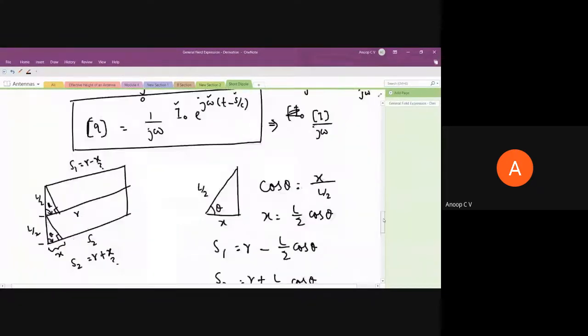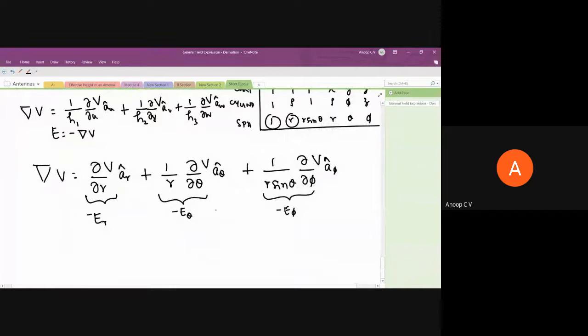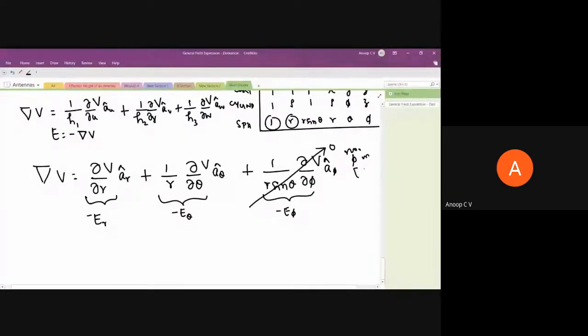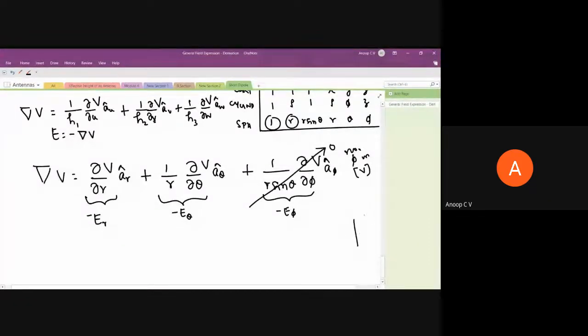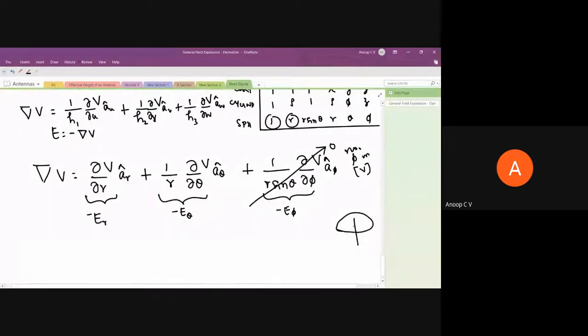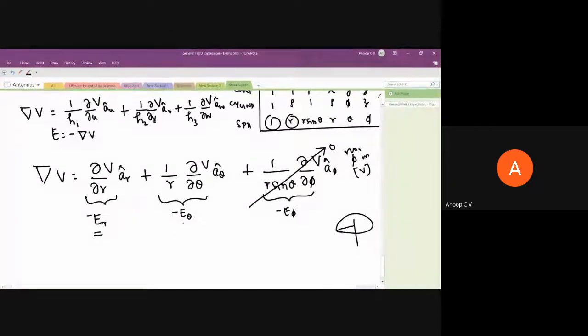So straight away I can write E phi will be 0. No phi term. The retarded potential is independent of phi. So if you have a conductor, at a constant radius from this conductor, the potential will be the same because of the symmetry involved. So because of symmetry, it doesn't have any phi component. E phi is 0. So we have to find only E_R and E theta. It's simple.